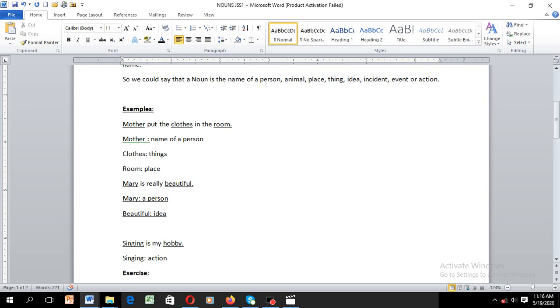That is what a verb is. So when I say singing is my hobby, I'm just telling you what my hobby is. I'm not saying I'm singing at that point in time or I'm going to sing. I'm telling you, I like singing. So it's an action. It's the name of the action I like to do. I hope you get what I'm trying to say.